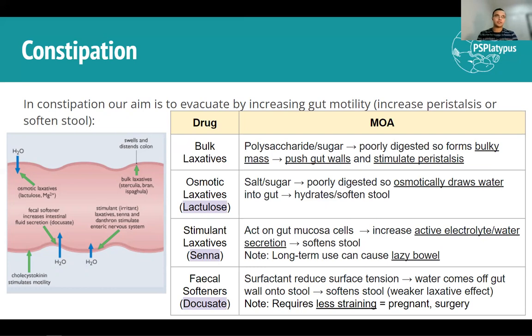So the ways that we can achieve this is, first of all, we have our bulk laxatives, and these are undigested polysaccharides and sugars that form a bulky mass within the gut. And as a result, this bulky mass can really push against the walls of the gut, and in that way stimulate peristalsis, which you might remember from GIT physiology. You don't have to know any core drugs here, but if you want an example of a drug, they usually end in mucil, so metamucil, citrasil are examples of bulk laxatives. But you don't have to really remember any core drugs for this one. It's more so the mechanism of action and what it generally does.